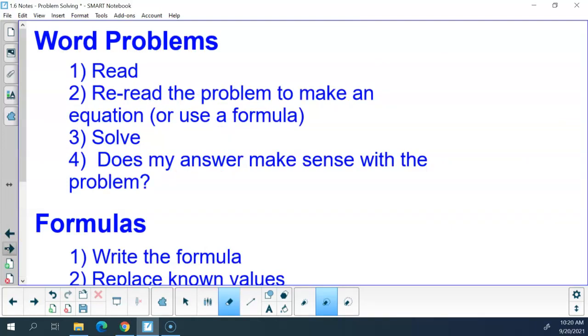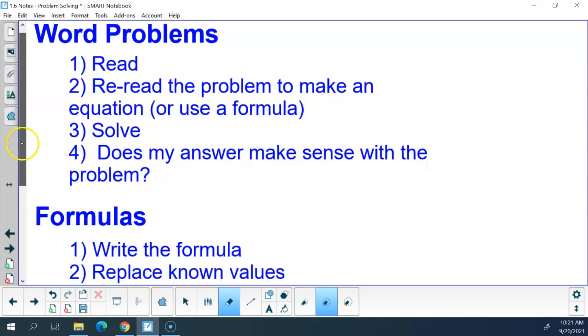So we're going to jump into some word problems, or formula problems. Remember that when we're dealing with a word problem, we first have to read the problem, figure out what we need to find, figure out what we can use. Then step number 2 says we need to reread the problem and make an equation or use a formula. If we're going to use a formula, we should write down the formula. It will probably be given to you in the problem. It will say, use this formula.